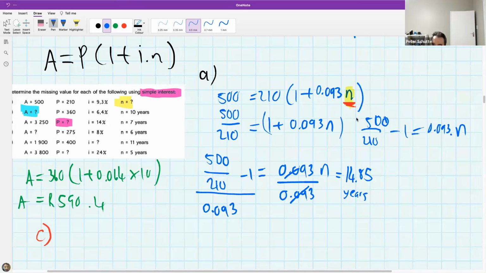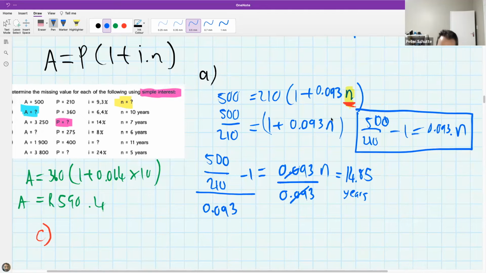Kesana, have you followed me up to that step? Just say yes or no in the chat if you have. Okay, and now the last step is you want to get the n by itself, and you just divide both sides by that. Okay, and then that's where I got the answer there.